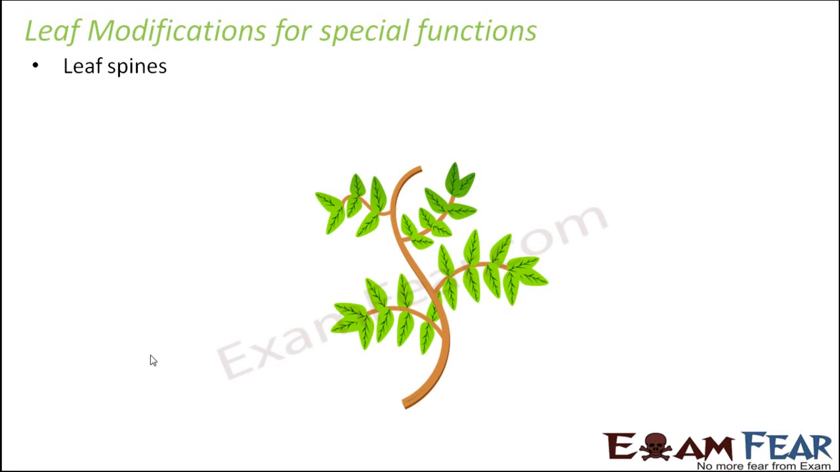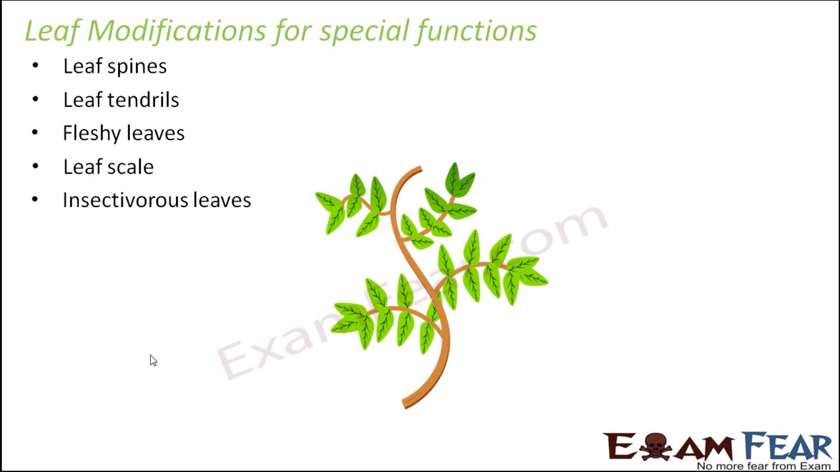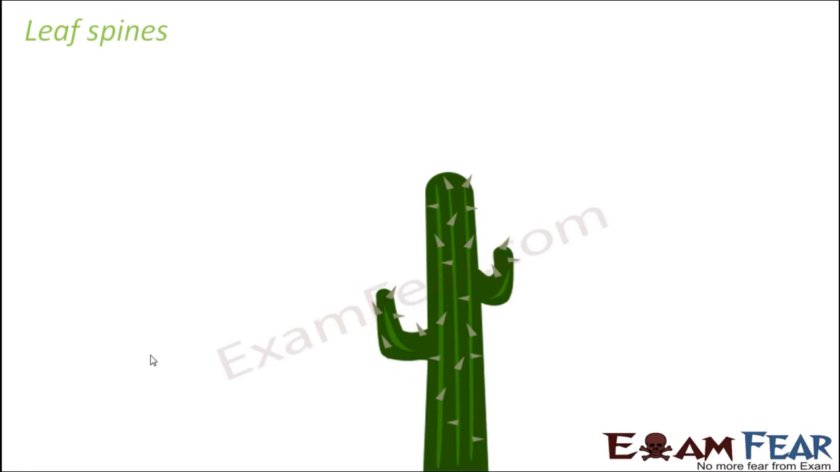Leaf spines, leaf tendrils, fleshy leaves, leaf scale, insectivorous leaves are some of the modifications of leaf to perform special functions. So let us discuss each of these leaf modifications in detail one by one. Let us start with the leaf spine.